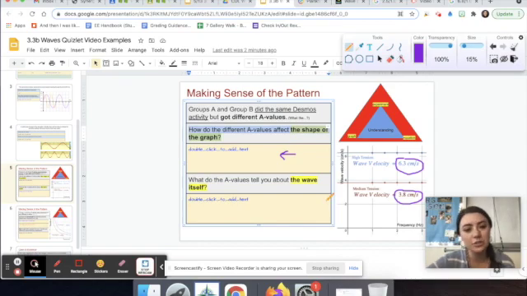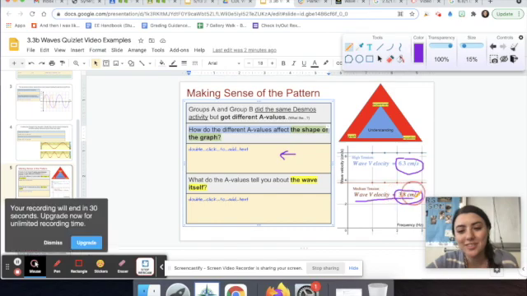And then for the second question, it says, what do the A values tell you about the wave itself? You can go ahead and look at this equation. So what is your A value equal to? That's really going to help you on this one.